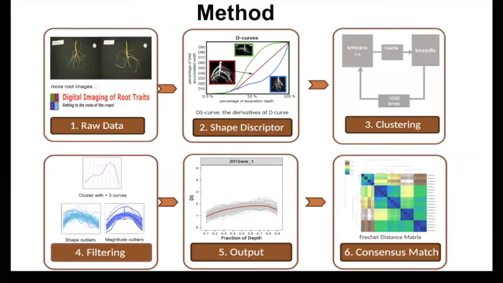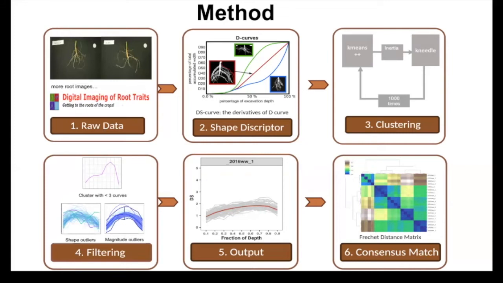First, we extract traits from root images using the DIRT platform. Second, we use the shape descriptor dx curve to describe root architecture as a whole. Dx curves are derivatives of the D curve, which describes the accumulation of maximum width as a function of rooting depth. Therefore, dx curves describe the rate of root width change by rooting depth.